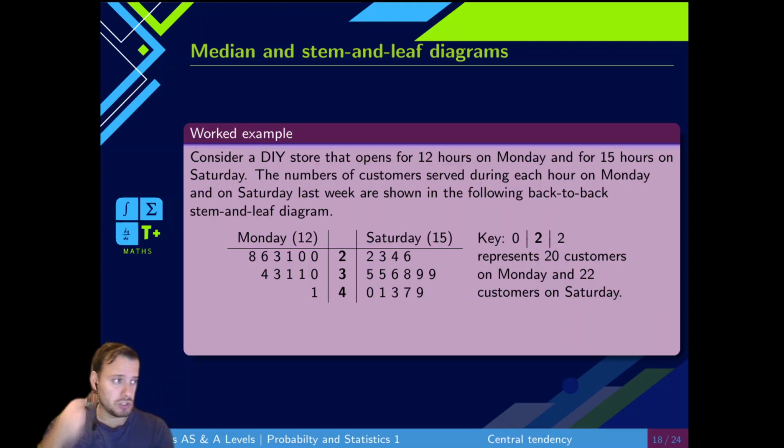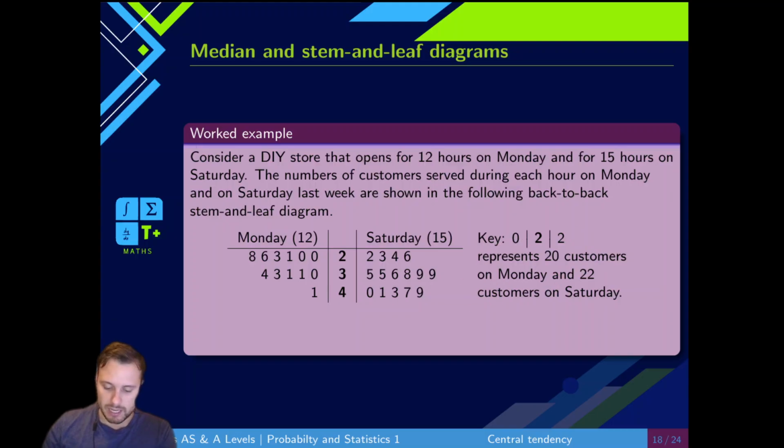We have a do-it-yourself store that is open for 12 hours on Monday and 15 hours on Saturday. The number of customers is given in a back-to-back stem and leaf diagram, and this is very useful because it gives you information that is already ordered from the least to the highest value. Stem and leaf diagrams are very useful when finding the median, and this is a very typical exercise for the A levels. As usual, you have to read the key.